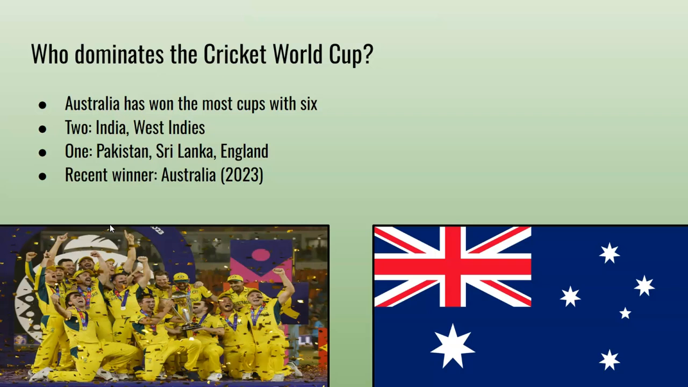And then finally, I thought it was interesting who dominated these Cricket World Cups. Australia is the main dominant country. They have won the most cups with 6. You have India and West Indies with 2, and then you have Pakistan, Sri Lanka, and England with only 1. And the recent winner of the 2023 Cricket World Cup was Australia.